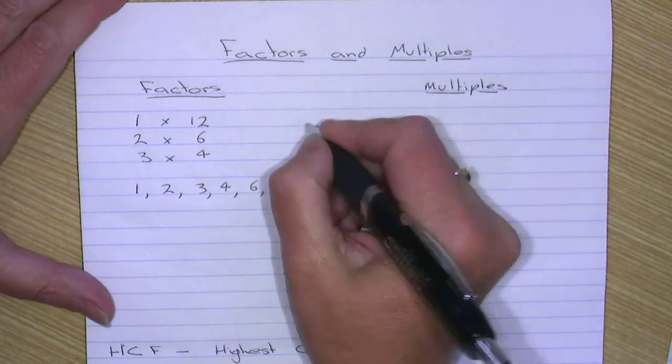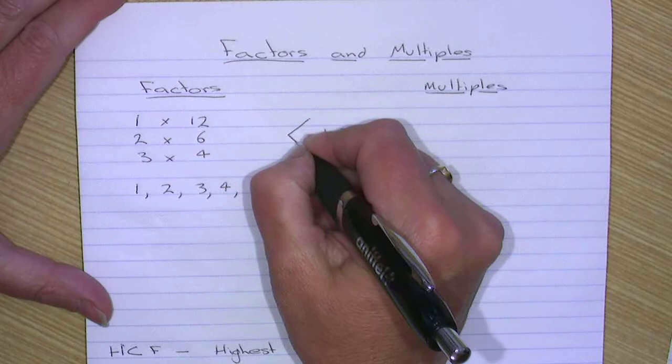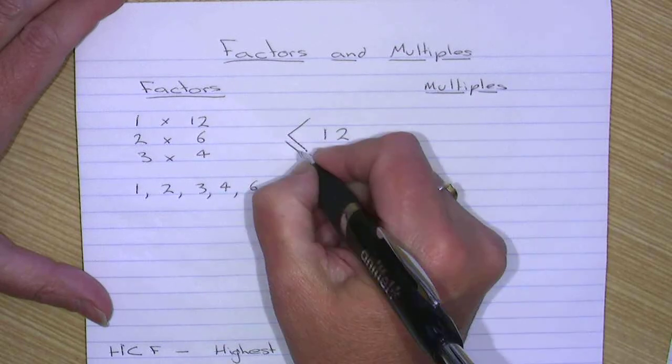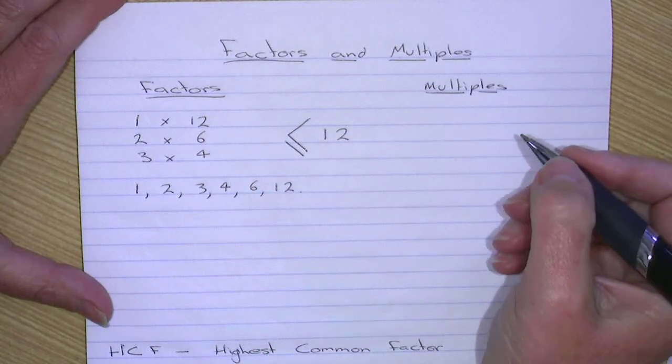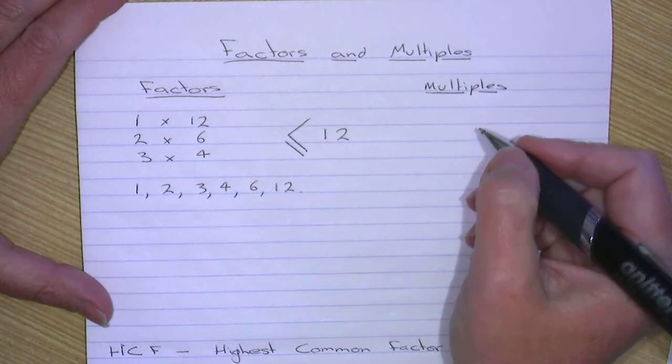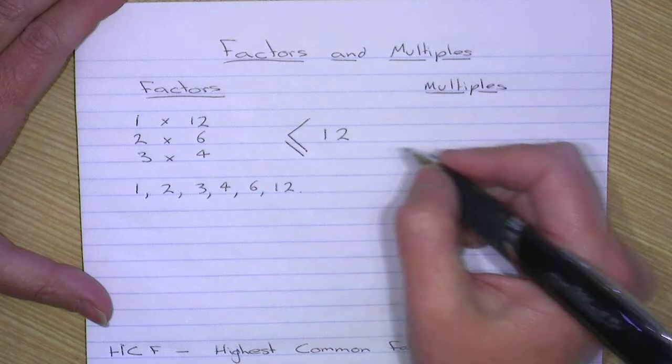So you'll notice that the factors of 12 are numbers that are smaller than 12 or equal to 12, so less than or equal to 12. Now the multiples of 12 are all the numbers that 12 goes into.